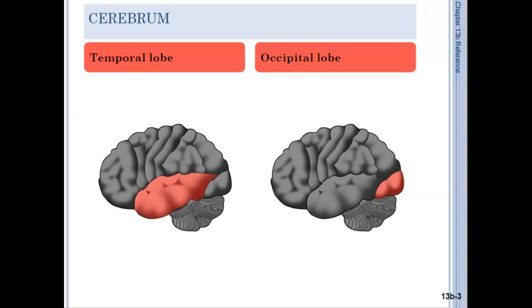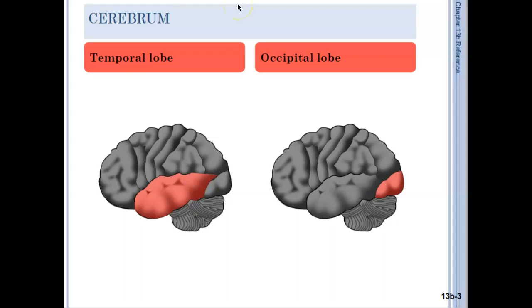So inside this lobe is the hippocampus, which is associated with forming new memories and learning new things. It's something that we will talk about here in just a second as we go through this, but kind of a specialized part of the temporal lobe.